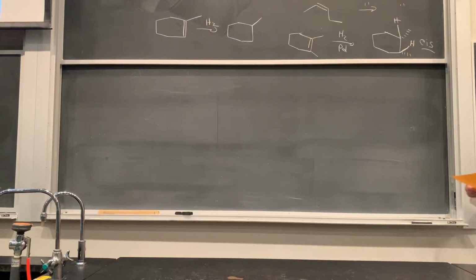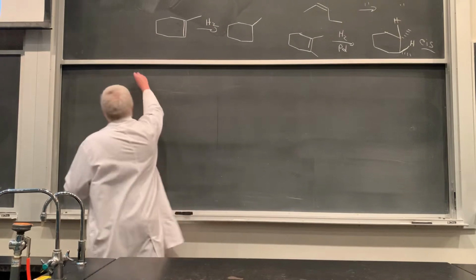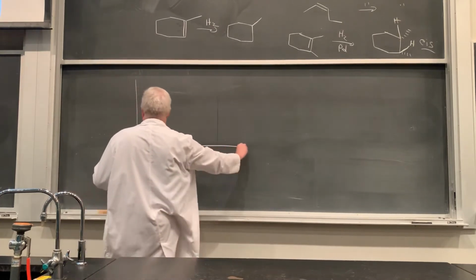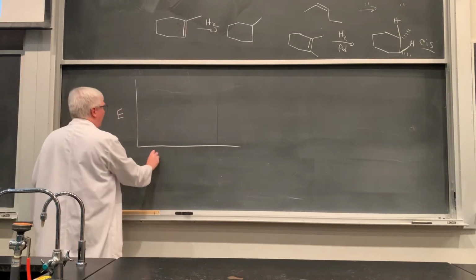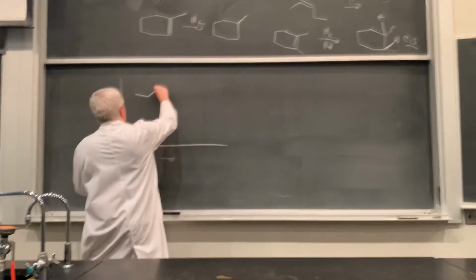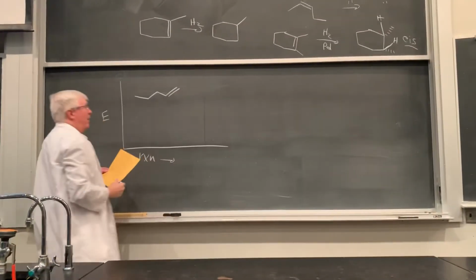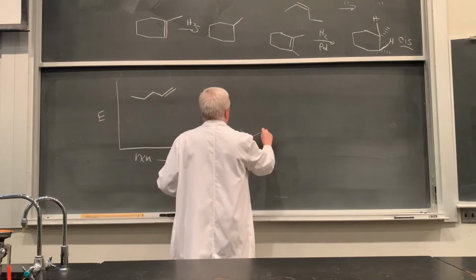And we're going to look at the mechanism, of course. Let's look at the energies of this pentene series. So here's our energy. Here's our reaction progressing here. And we've got 1-pentene, and this will go downhill to pentane.